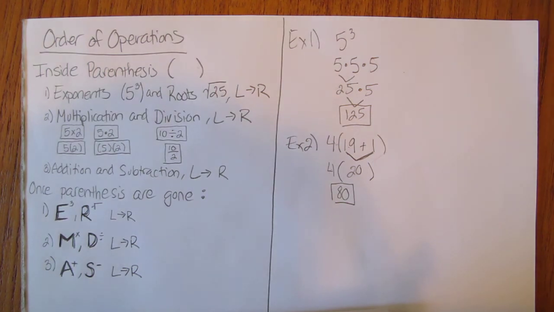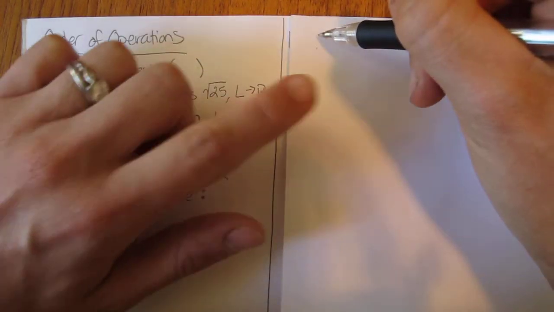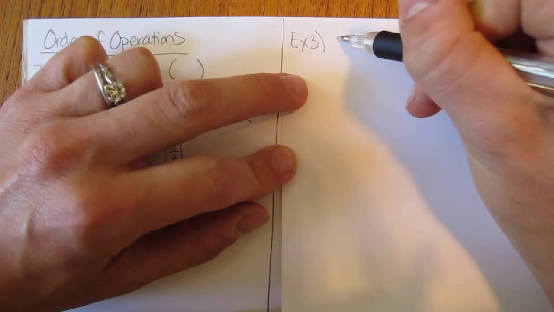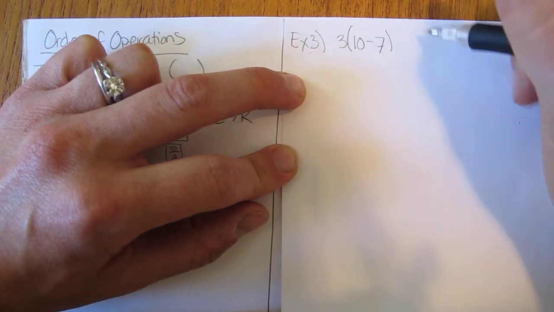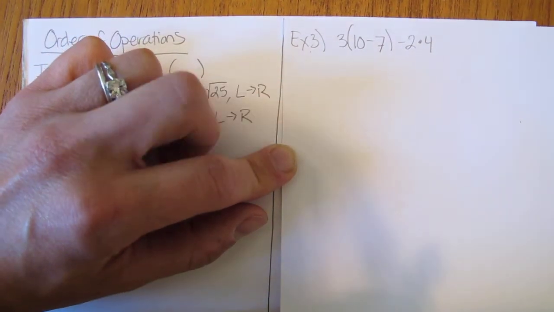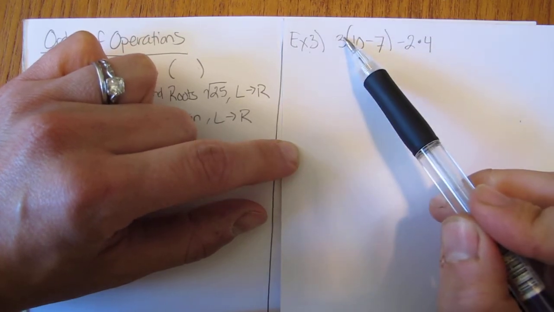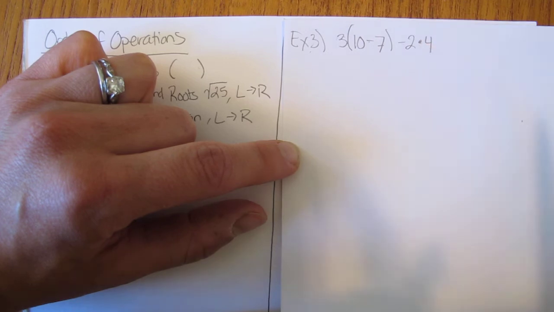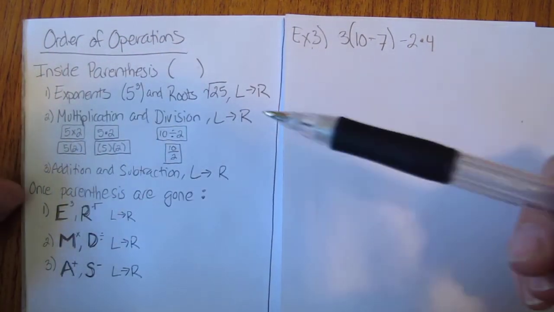For example 3, it's going to get a little bit more complicated. I'm going to bring in a new piece of paper here. For example 3, we've got 3 parentheses, 10 minus 7 minus 2 times 4. All right, there is a lot going on here. I've got parentheses, I have this invisible multiplication, I've got subtraction and another subtraction and a multiplication. So this is where it's going to be really important that we go through our steps.